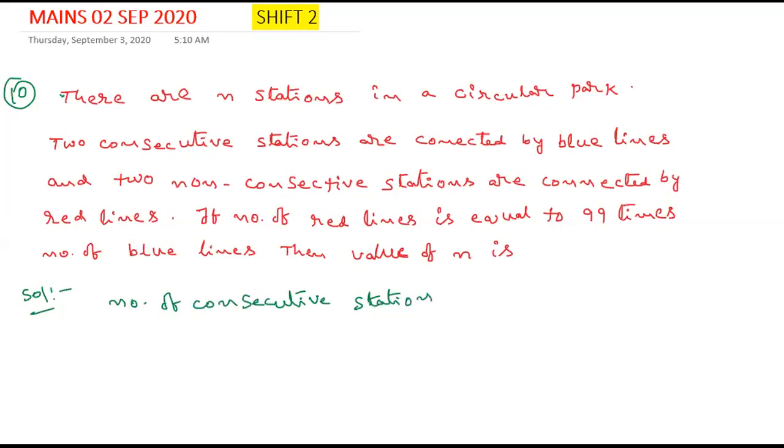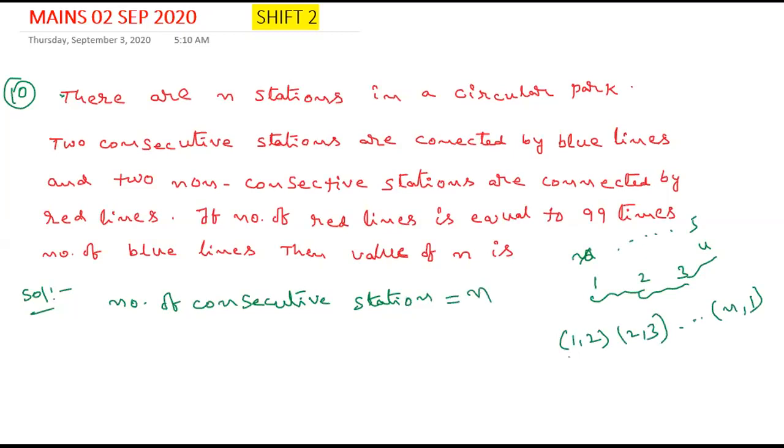Consecutive stations means 1, 2, 3, 4, 5, 6, and so on. So 1 and 2 is one pair of consecutive stations, then 2 and 3, 3 and 4. We can get pairs like this: 1, 2; 2, 3; and so on. Finally, we get n, 1. How many stations are there? n stations: 1, 2, 3, and so on up to n. So the number of consecutive stations is n in total.